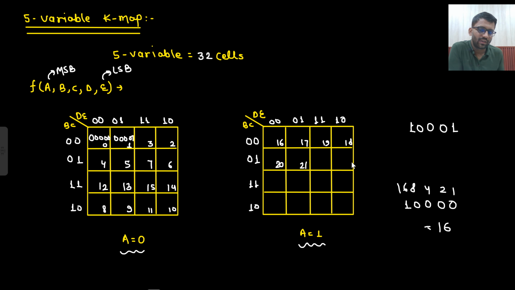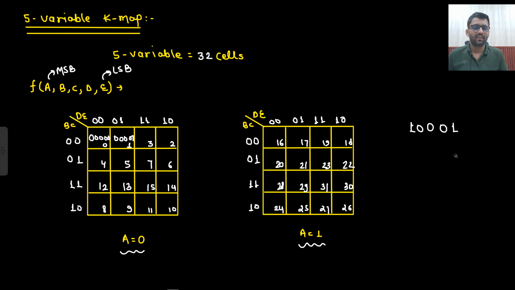20, 21, 22, 23. What about this number? What will be this number? 1, 1, 0, 0, 0. So 1, 2, 4, 8, 16. This would be 24. So this number would be 24, 25, 26, 27, 28, 29, 30, 31. So in that manner we will go, right?